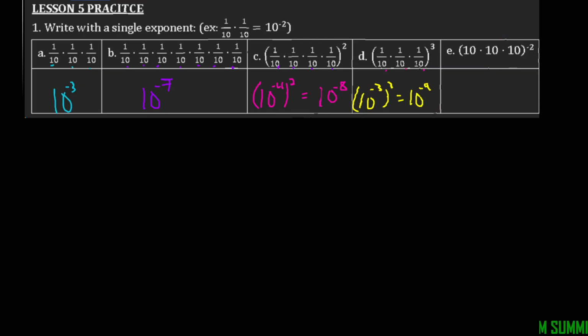So let me write, say I have 10 to the third power to the negative 2 power, which is equal to 10 to the negative 6 again. So again, just make sure you're seeing those rules when we're working with those negative exponents.